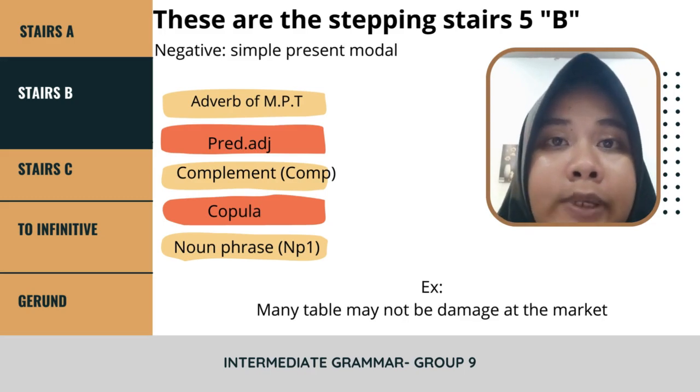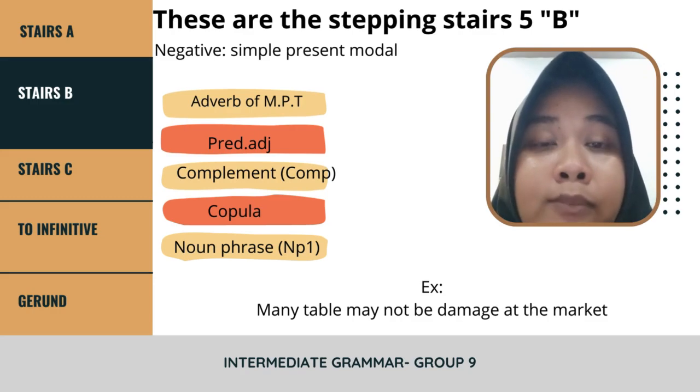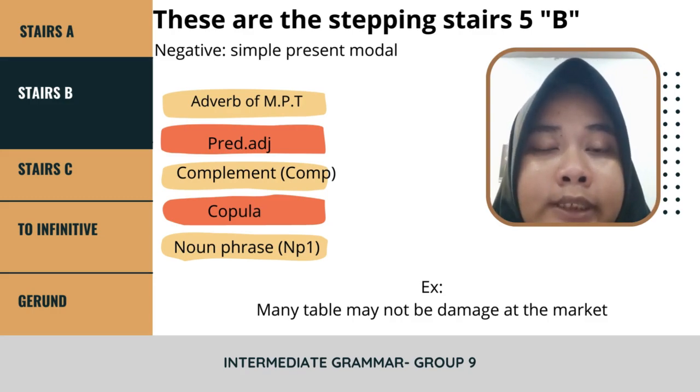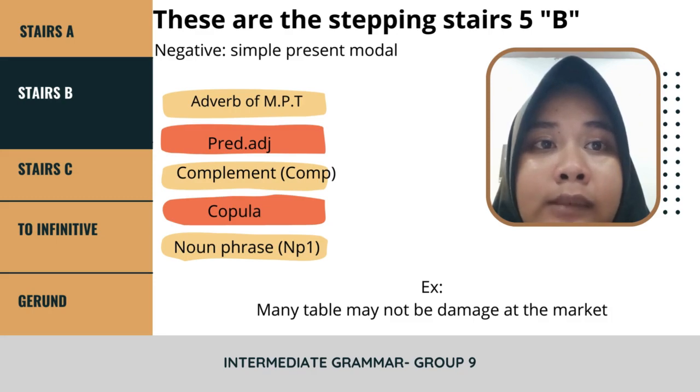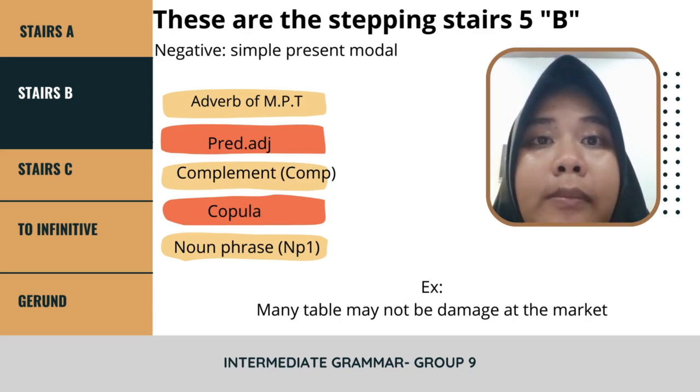Next is Stepping the 5-Star B, simple present modal tense with the negative sentence. For example: many tables may not be damaged at the market. Many tables is a noun phrase, NP1; may not be damaged is the modal; and at the market is the adverb of MPT, adverb of manner, place, and time.